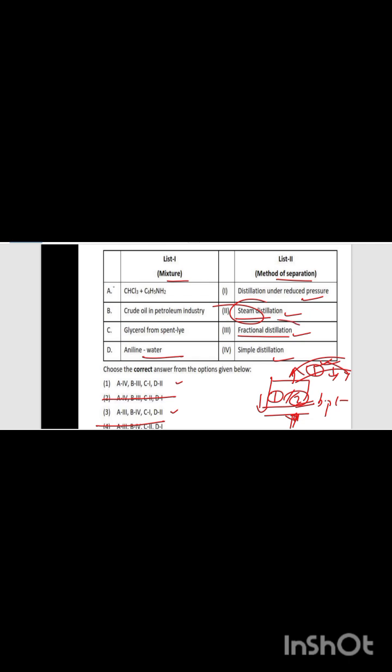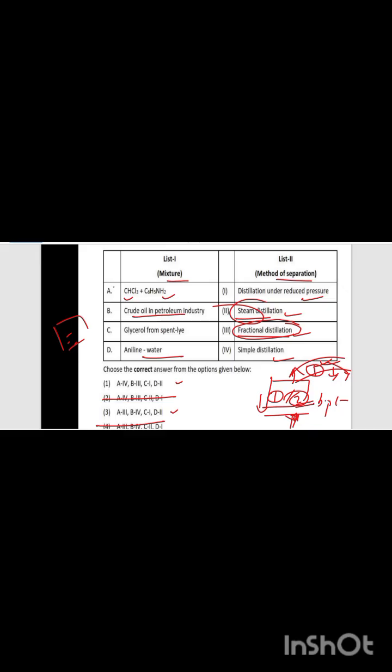Now, thinking by this logic, we can say that fractional distillation can be used for a mixture which has similar properties. Here chloroform and aniline have different properties. Crude oil in the petroleum industry can have similar properties, because all the mixtures, kerosene, petrol, diesel, everything is of one unit itself. We have to separate them. They are found at one place. We generally refine them and separate them.